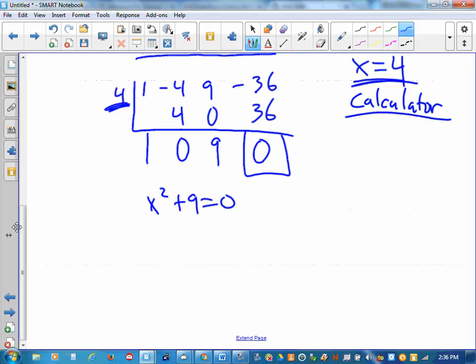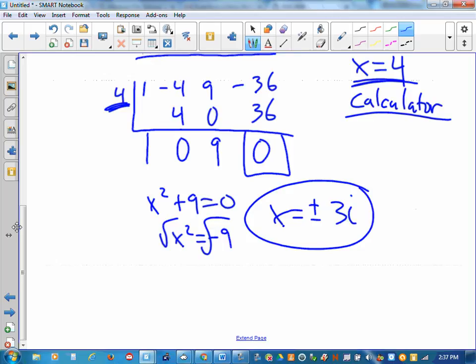And then I'm going to subtract the 9 over, because I don't have to do the quadratic formula in this. I can just do simply the square root method. So I get x equals, the square root of 9 is 3, the square root of negative 9 has the i in it, and don't forget the plus or minus. So there are the other two solutions.